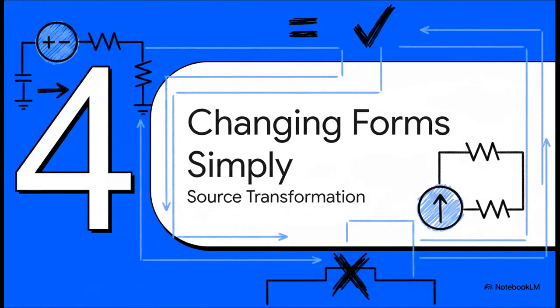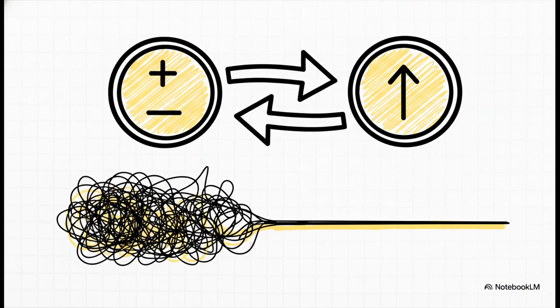Okay, on to Section 4, changing forms simply. Picture this. You're sitting in an exam. You get the whole sources concept, but the math on the page looks like an absolute nightmare. But what if you could just change a voltage source into a current source to make the whole thing calmer and easier to solve? Well, this brings us to an incredibly powerful trick called source transformation.